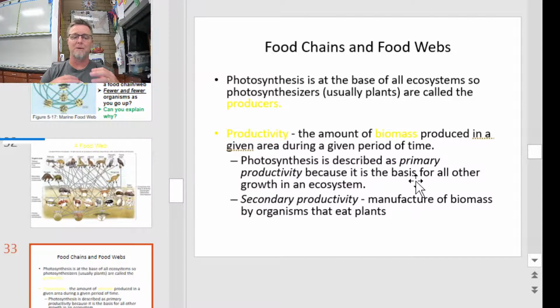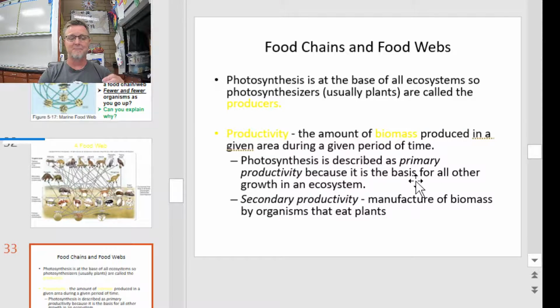We're looking at how much biomass has been produced in a given area during a given period of time. It helps us understand the health of the ecosystem and what impacts humans or other organisms are having on that ecosystem. So photosynthesis is described as primary productivity because it's the basis for all other growth.